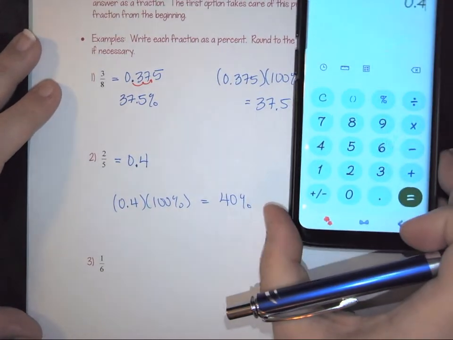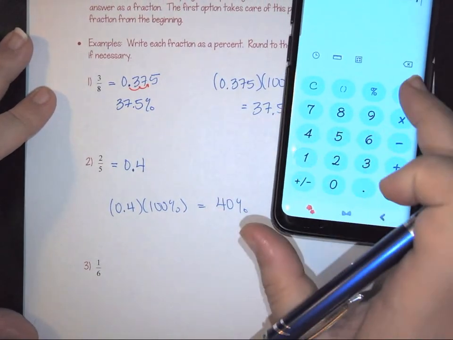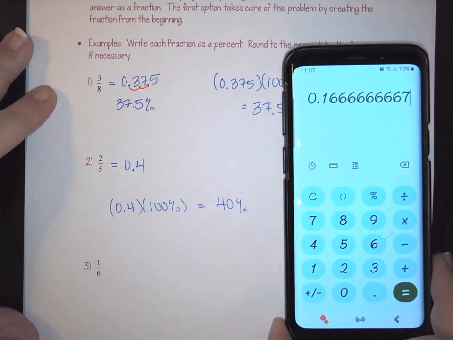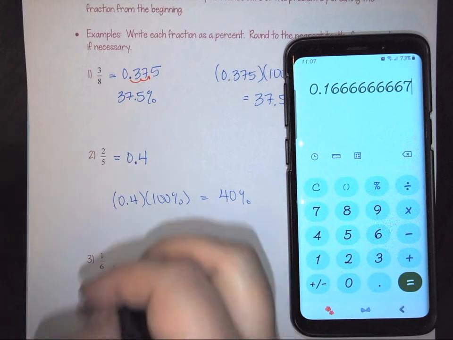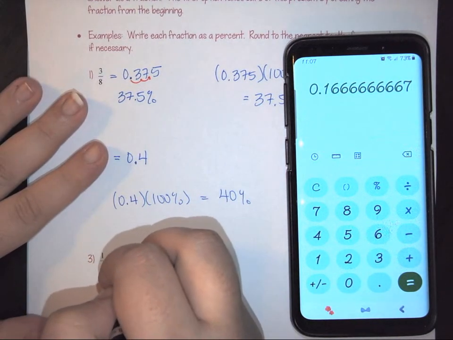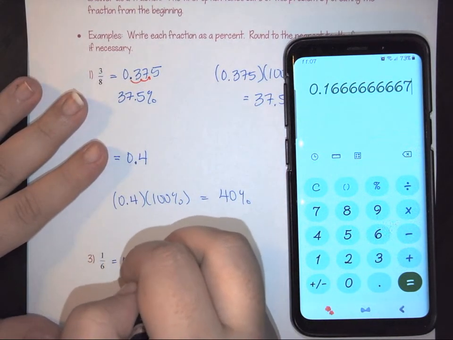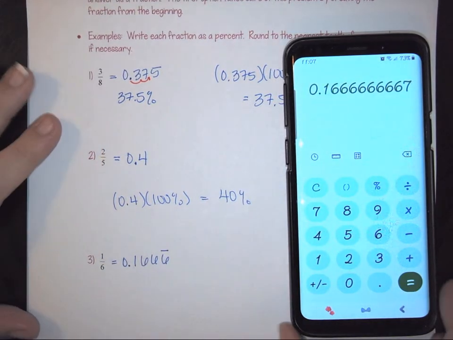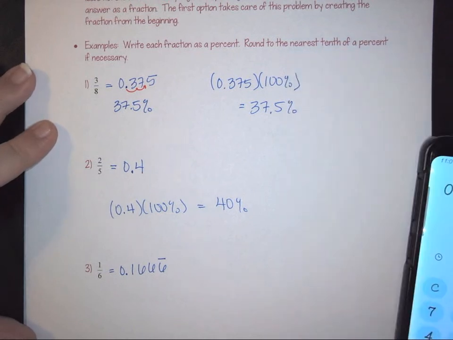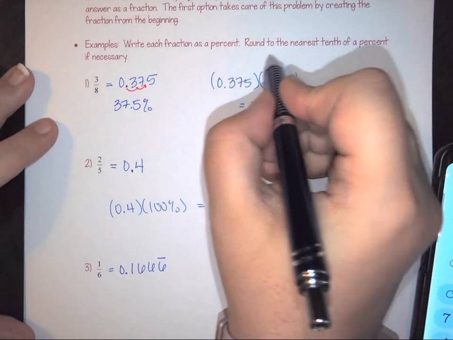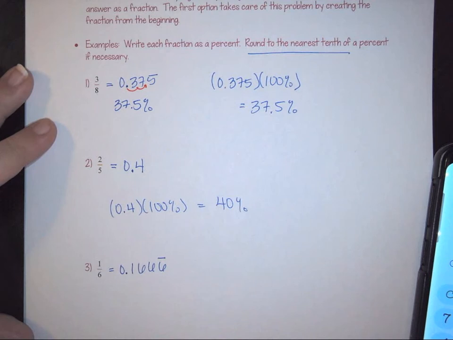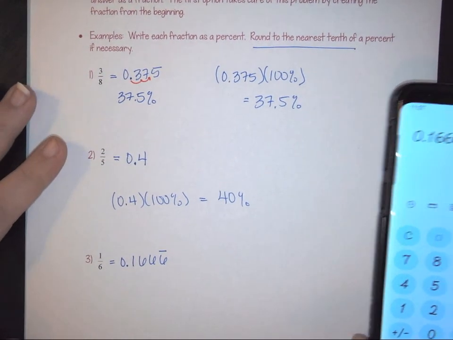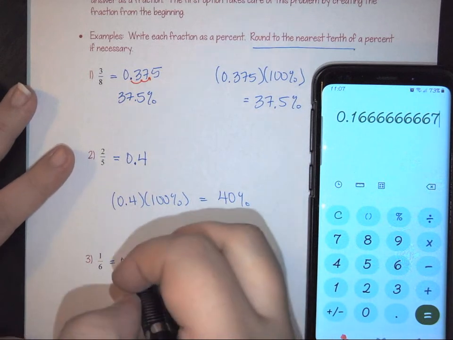Last, we have 1/6. So here we have 1 divided by 6. Notice this has a repeating decimal. So this is going to give you 0.1, and then it's 666 with that repeating. Okay. So the biggest thing to do when you have repeating is you want to look at your directions. My directions here say round to the nearest 1/10 of a percent. You're going to want to leave the repeating decimal alone, and then you're going to want to multiply it.